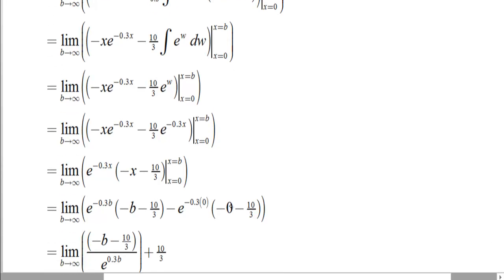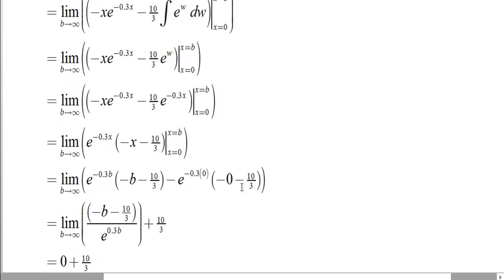Let's see. 0, negative 0, 0 minus 10/3, so it's negative 10/3. That negative makes positive 10/3. This is e to the 0, which is 1, times the 10/3 is 10/3. This I could rewrite as negative b minus 10/3 over e to the positive 3 to b. And it turns out as b goes to infinity, this bottom is growing much faster than the top, so this fraction approaches 0.